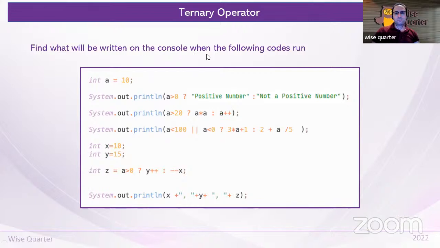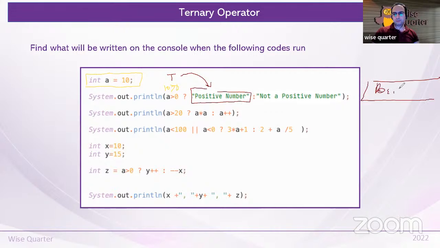Okay, let's try to find the result of these calls. It says integer a is 10. If it is 10, we will check if it is higher than 0. Oh, let me change the color. It is higher than 0, so it will be true, right? It means we need to write the first one. It will print positive number.